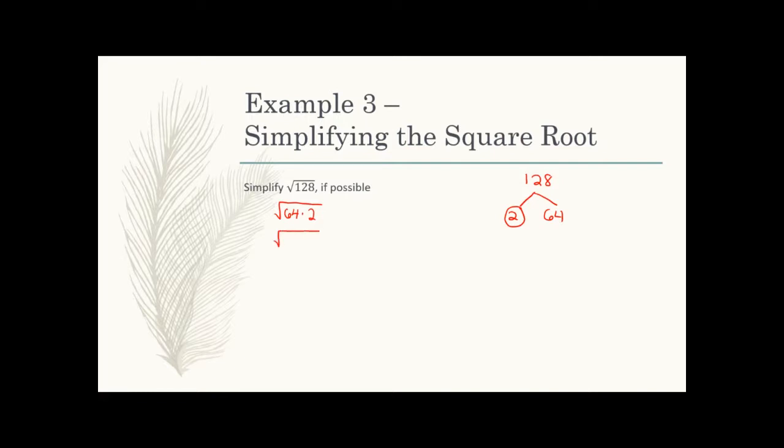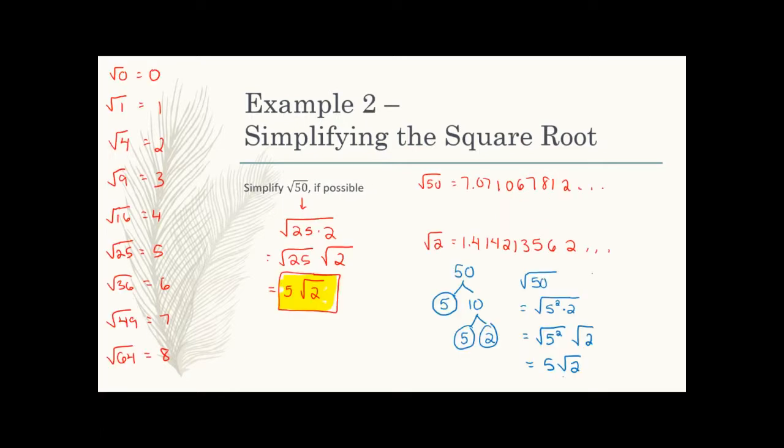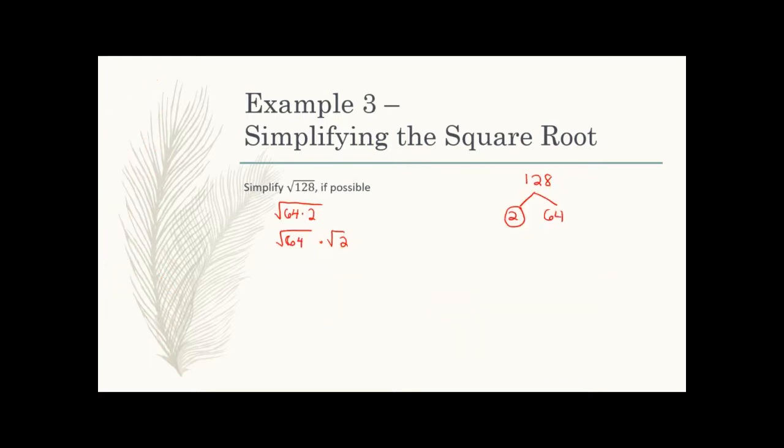Then I will split it up so that I have the square root of 64 times the square root of 2. And then on your calculator, or if you look back at this previous slide, square root of 64 is equal to 8. So this will give us 8 times the square root of 2, and the square root of 2 can't be simplified. So that would be what our answer is.